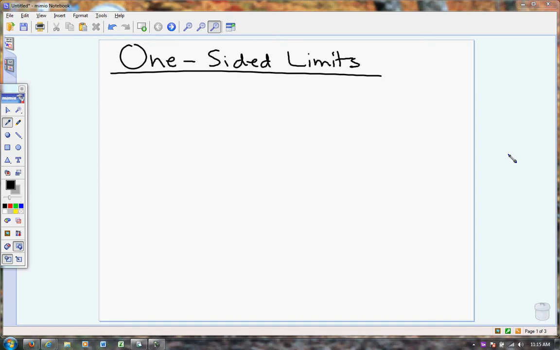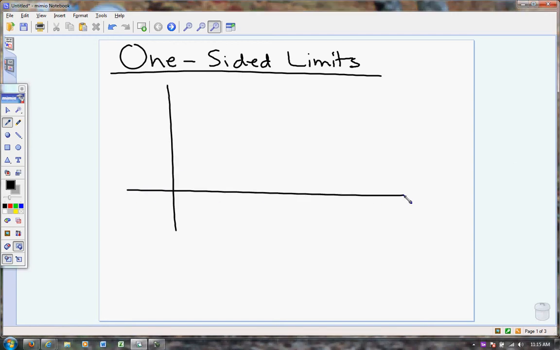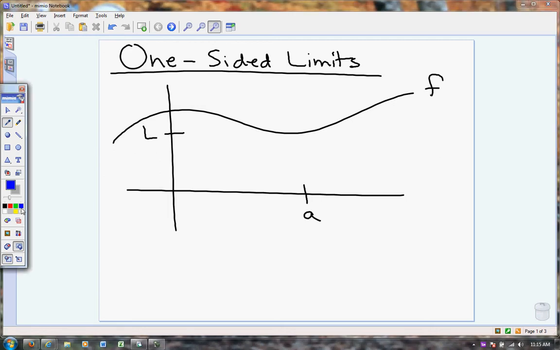Okay, today we're going to work with one-sided limits, and it's really not much different than what we've been doing. What we're looking at is, if I have some function f, and we were looking at what is happening with this function as it approaches a, and let's say that this value right here is L, what is happening as we consider a limit as we only come from the right.